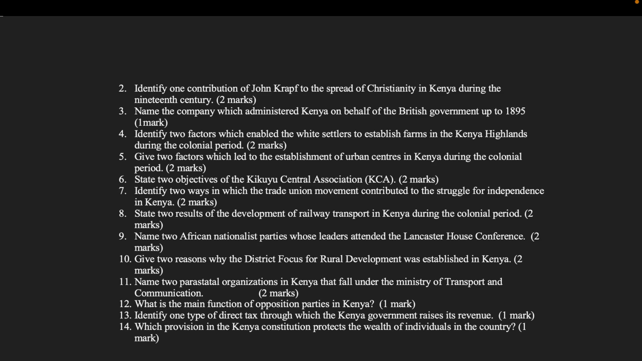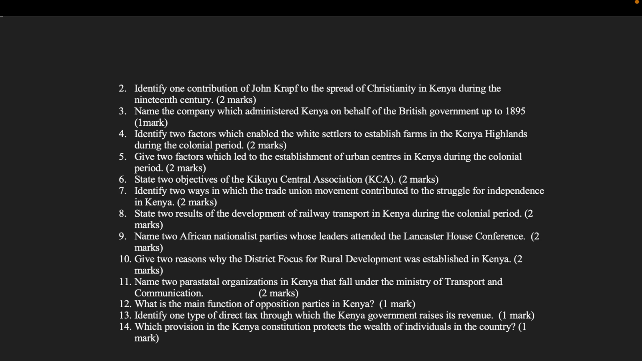Kenya African National Union, KANU. Kenya African Democratic Union, KADU. 11. Give two reasons why the district focus for rural development was established in Kenya. To plan and initiate development projects and programs at district levels. Liaise with the government in prioritizing development projects at the district level. Initiate income generating activities for the development projects in the district.